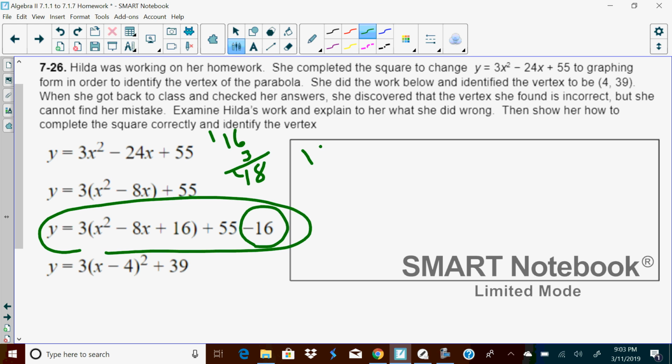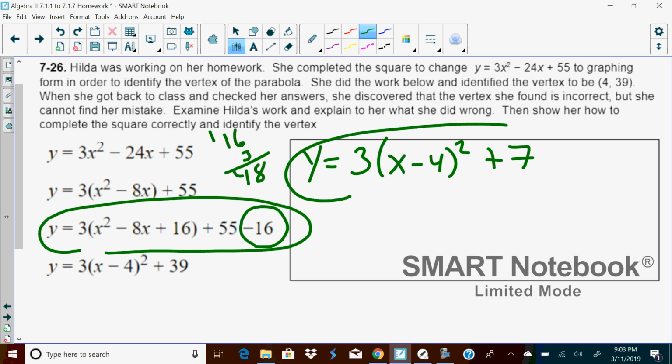So at that step, we should have gotten y equals 3 groups of (x minus 4) squared, 55 minus 48 is 7. So plus 7. So our correct vertex would have been (4, 7).